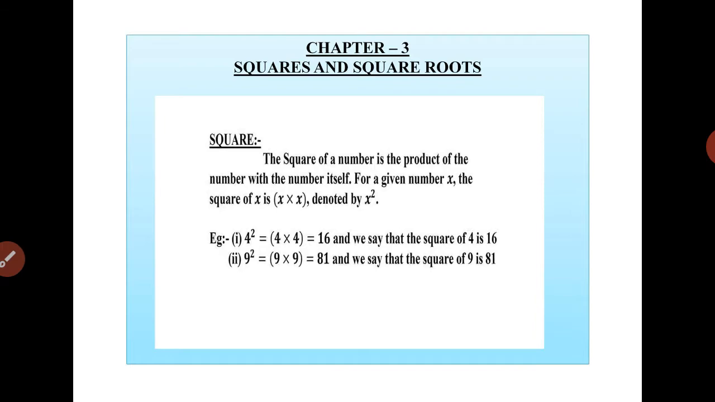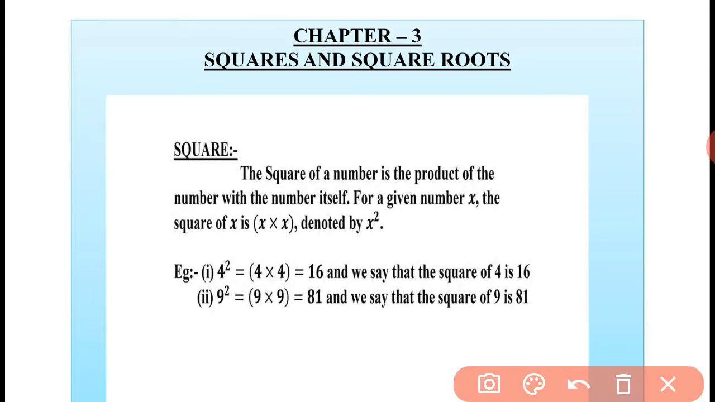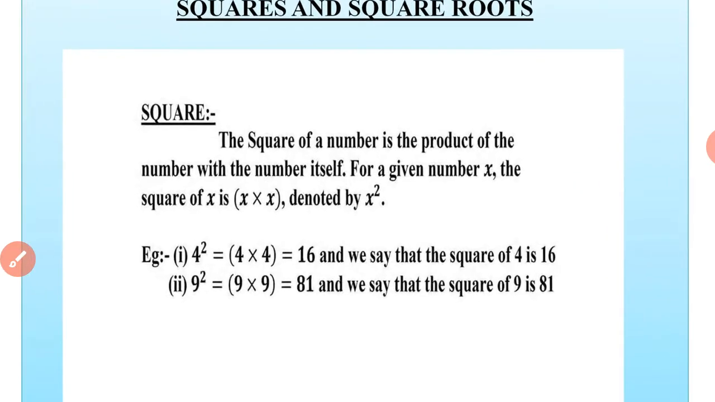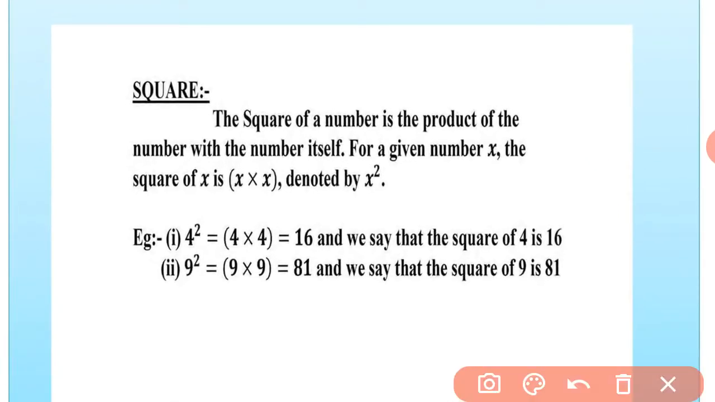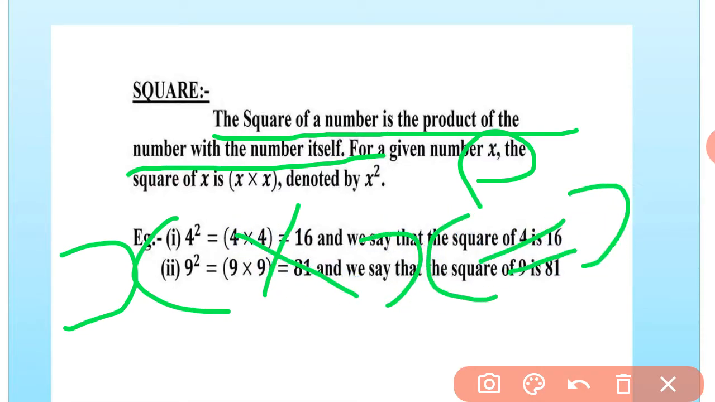Now starting our revision for chapter 3. In chapter 3, squares and square roots, see the definition of a square. What is a square? The square of a number is the product of the number with the number itself. For example, if the number is x, then we multiply x by x, that means x into x, which is equal to x power 2, or we can also say x square.